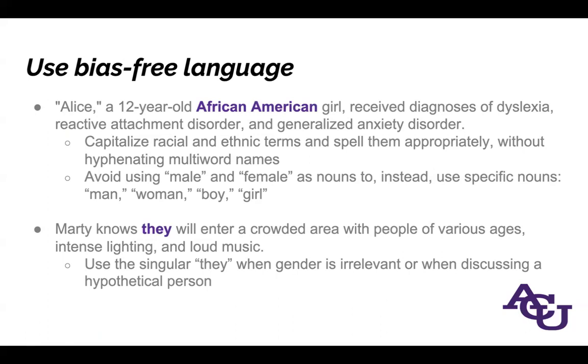All right, if we go back to Marty's example, in that example, we read, Marty knows they will enter a crowded area with people of various ages, intense lighting, and loud music. Here, the use of the singular they in a discussion of gender is irrelevant when discussing a hypothetical person. So because Marty is an imagined person, we need to use they in this example.